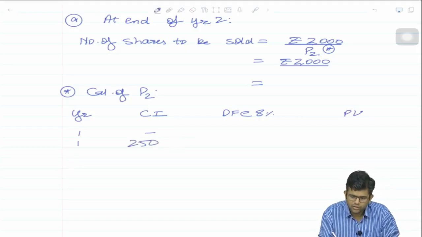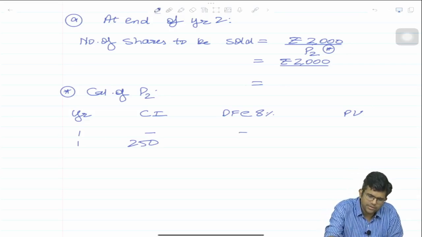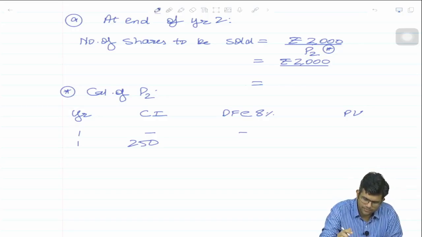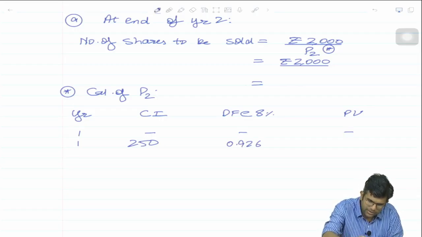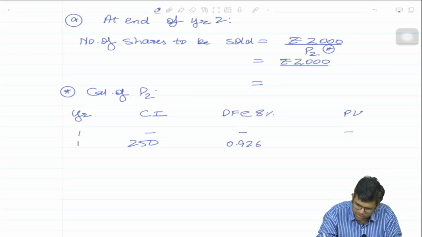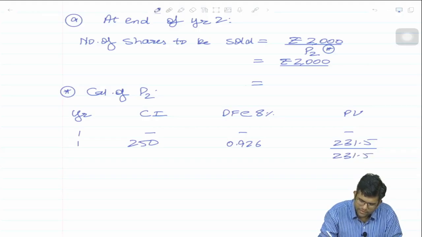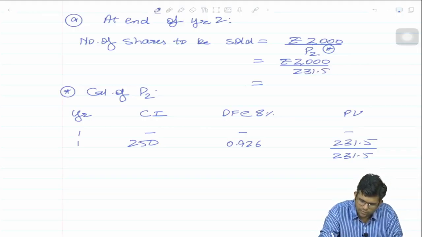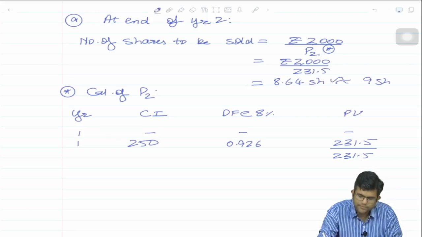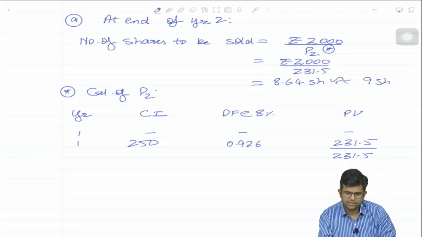Everyone ready? So this is 1 divided by 1.08, which is 0.926. 250 into 0.926 is 231.5. Correct. 2000 divided by 231.5 is 8.64 shares, rounded off to 9 shares. Everyone clear? Rounded off to 9 shares.